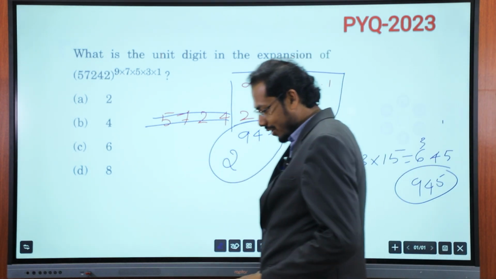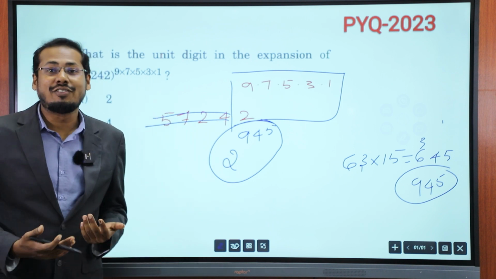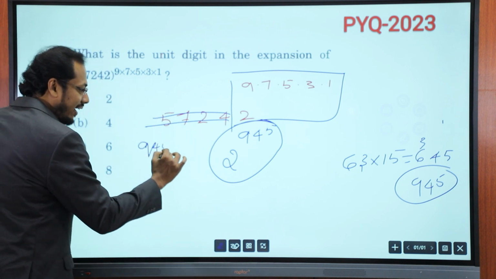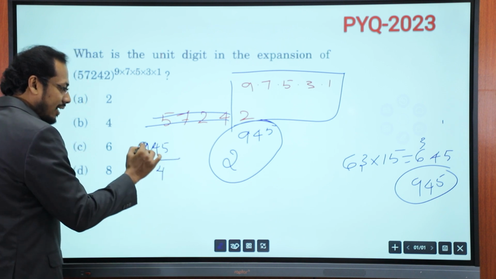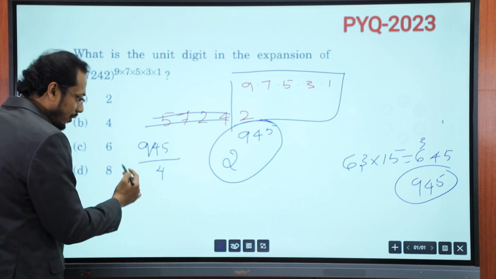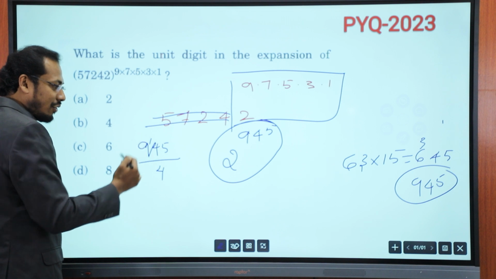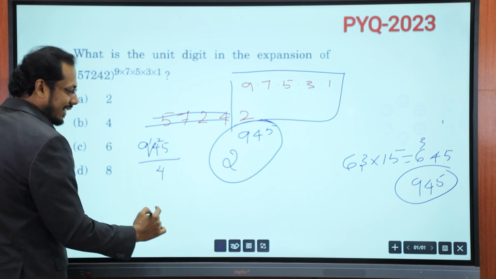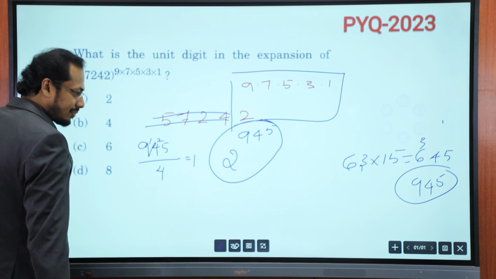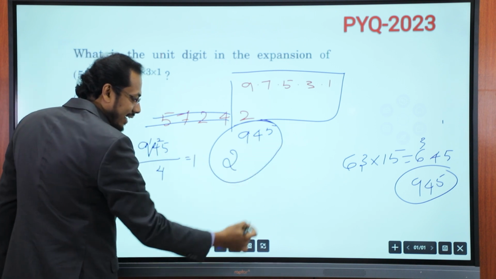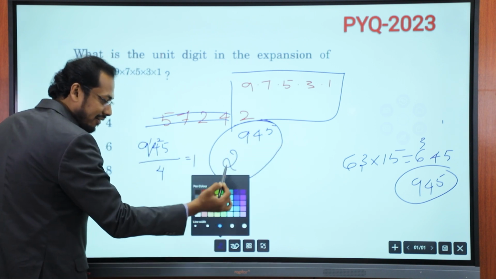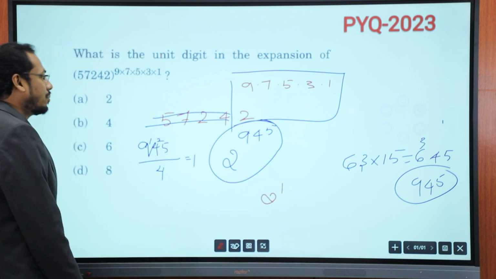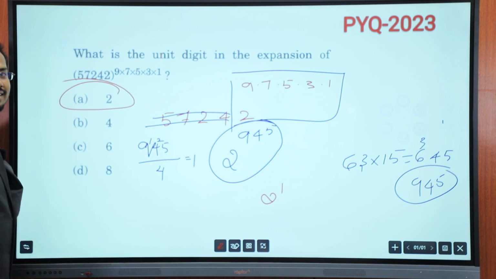Very simple. So, what is the cycle for 2? 4, right? So, just take 945 divided by 4. There is 2, 4, 8, remainder 1, then remainder 2. So, at last I get remainder 1. So, instead of writing 2 power 945, I will write 2 power 1, right? 2 power 1 is what? 2. This is the right answer.